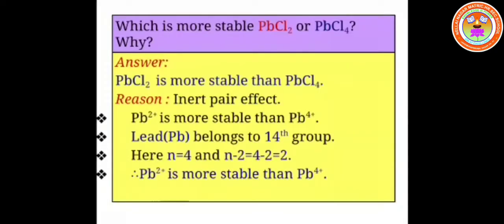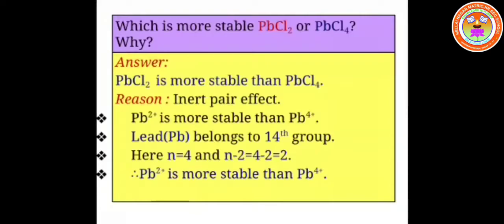Similar question. Which is more stable, lead dichloride or lead tetrachloride? Why? PbCl2, lead dichloride, is more stable than lead tetrachloride, the reason being the inert pair effect. Lead belongs to the 14th group, so n is equal to 4, and n-2 is equal to 4 minus 2, which is 2. So the n-2 state means the element is present in the +2 oxidation state. So Pb2+ is more stable than Pb4+.